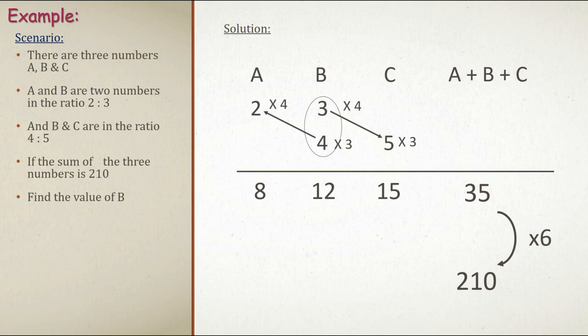So basically the total was multiplied 6 times to get the sum of the three numbers, right? So individual numbers will also have to be multiplied 6 times to find the final number. So in this case, the value of B will be 12 multiplied by 6, which is 72.